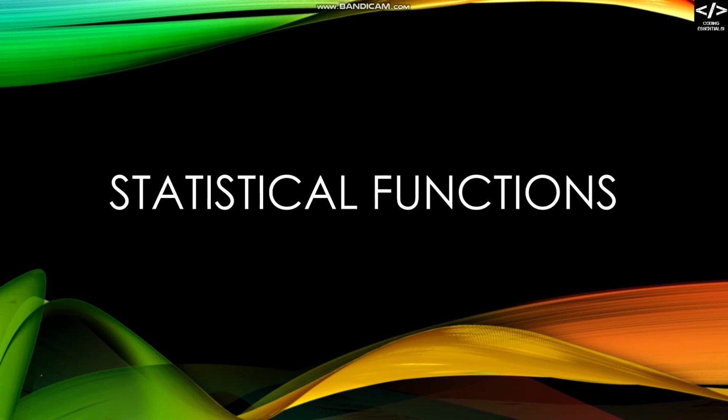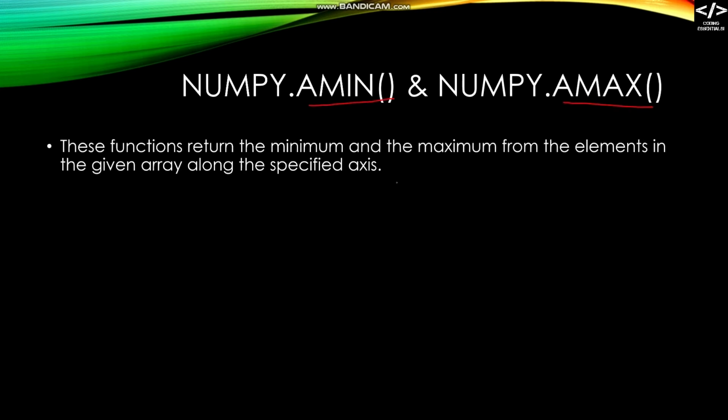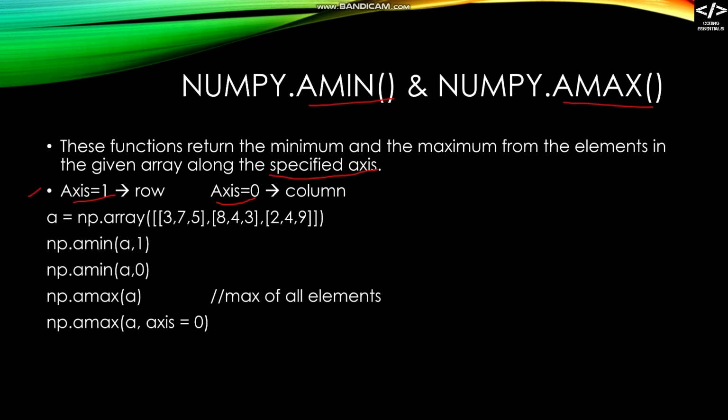Okay, so this is an important part, statistical functions in NumPy. So the first is amin and amax. These functions return the minimum and maximum from the elements in the given array along the specified axis. So you must be thinking, what is a specified axis? You need to remember that axis equal 1 is for row and axis equal 0 is for column. If you want to apply a function row wise in an array, then you need to give axis equal 1, and if you want to apply the function column wise in an array, then you need to give axis equal to 0.